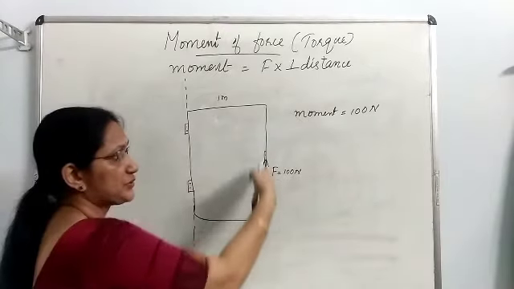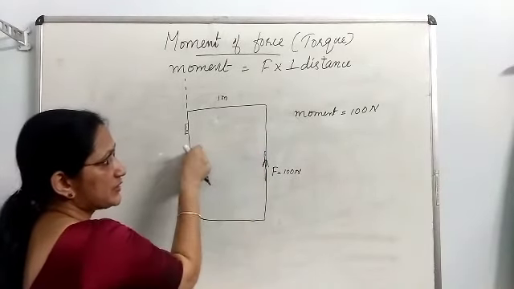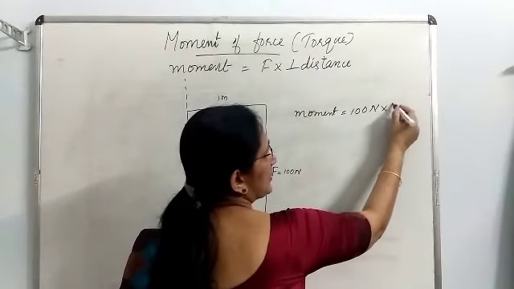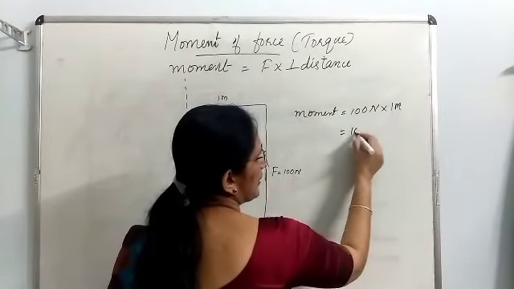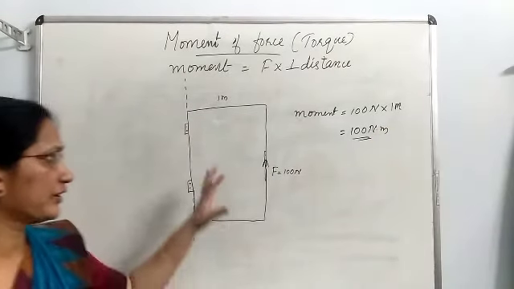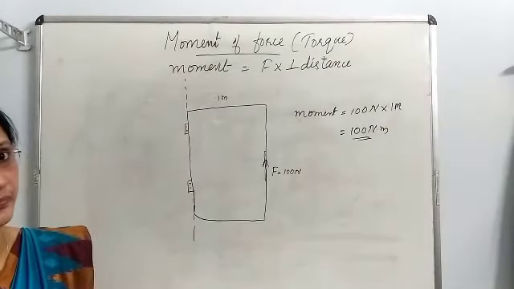Line of action of force is here. So the perpendicular distance is 1 meter, so moment is 100 Newton into 1 meter. 100 Newton meter is the moment required for this door to move.